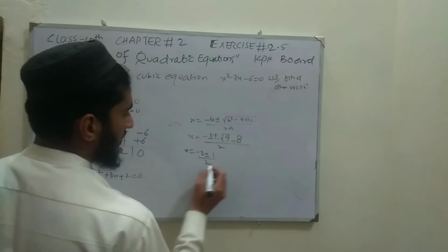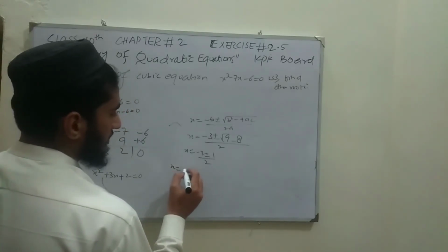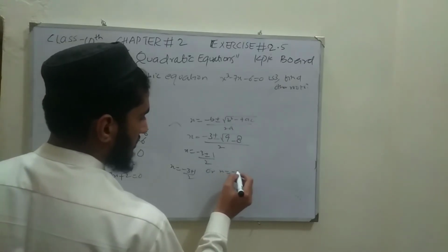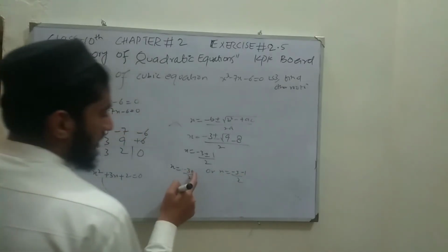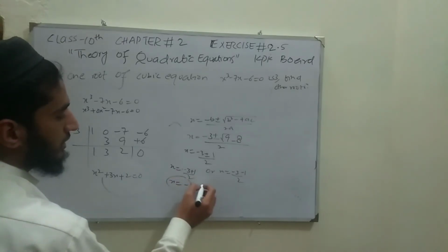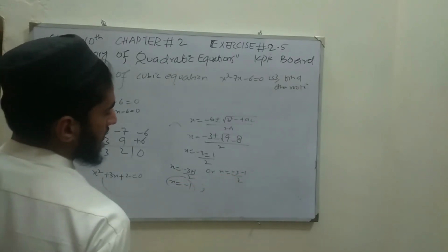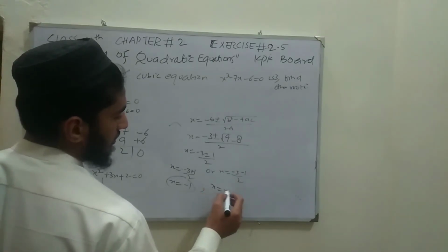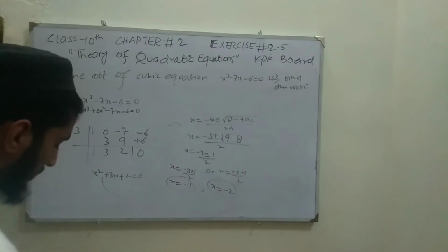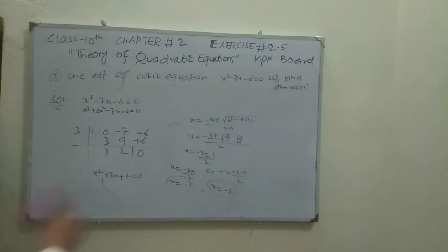Using the property, minus 3 plus 1 over 2, or x is equal to minus 3 minus 1 over 2. Minus 3 plus 1 gives us minus 2, and minus 2 over 2 gives us x is equal to negative 1. This is first root, and the second root will be minus 3 minus 1 gives us minus 4 over 2 gives us just x is equal to negative 2. So we can find the other roots, which is x is equal to negative 1 and x is equal to minus 2 using synthetic division.